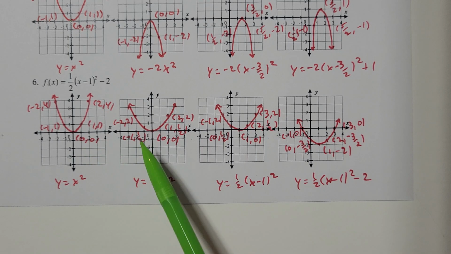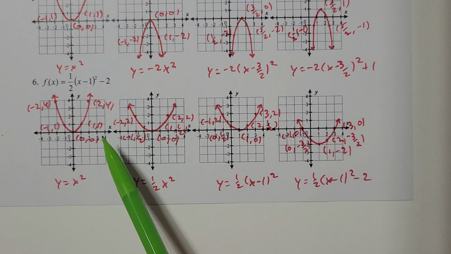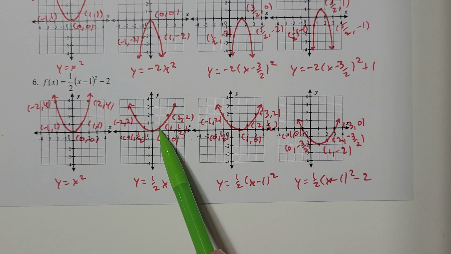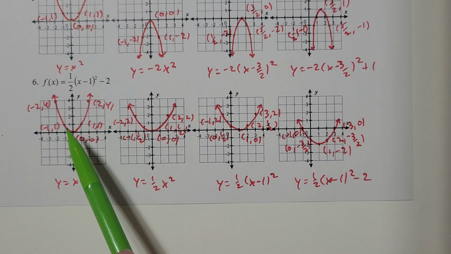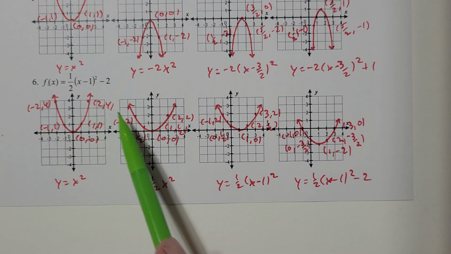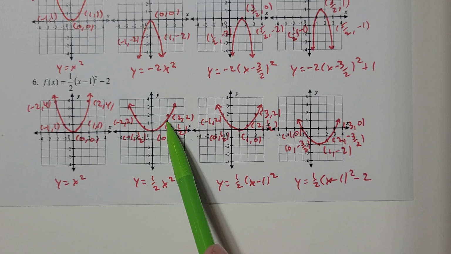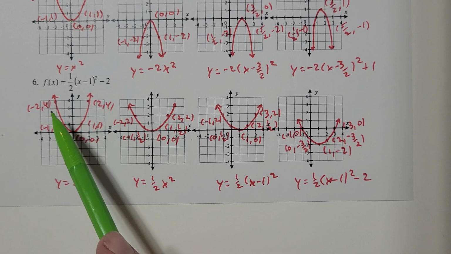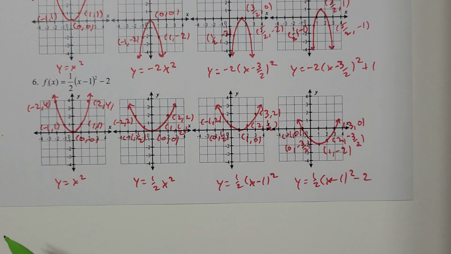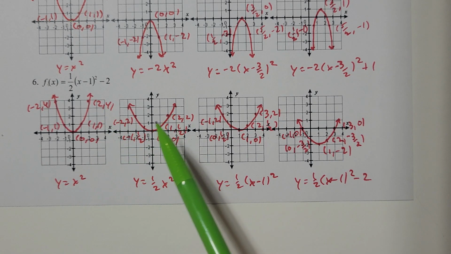Okay, so 0, 0 is going to stay at 0, 0. 1, 1 is going to be at 1, 1/2. -1, 1 would be at -1, 1/2. 2, 4 would be at 2, 2. And -2, 4 would be at -2, 2. Okay, so we draw the parabola.